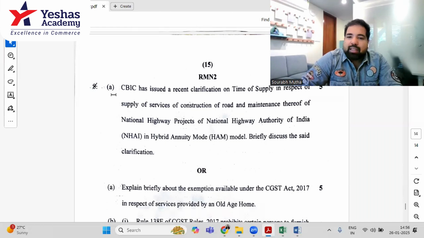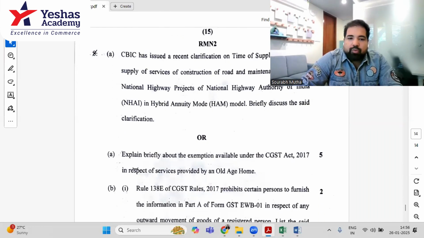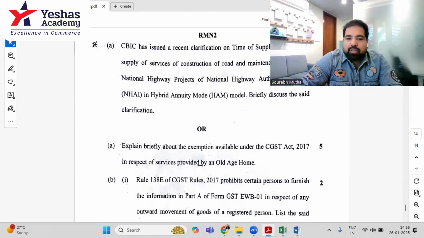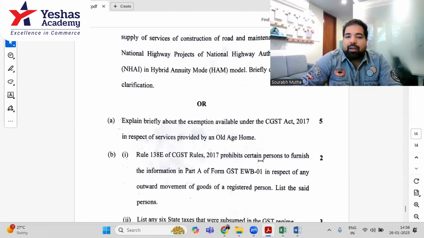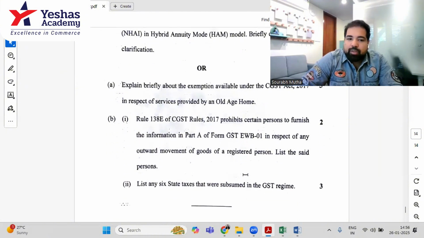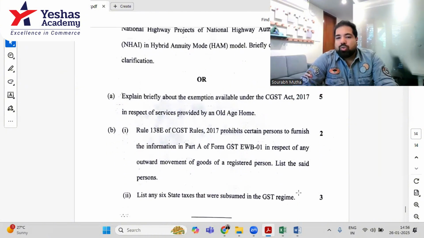And in the eighth, even if you choose to do it, you can either do A or you can do this: briefly explain the exemption available in respect of services provided by old age homes, and Rule 138E. This is on e-way bills. List any state taxes that are subsumed. So you could be looking at this question otherwise.